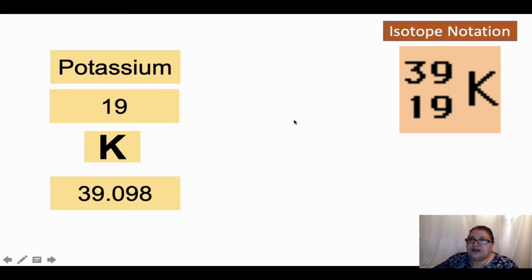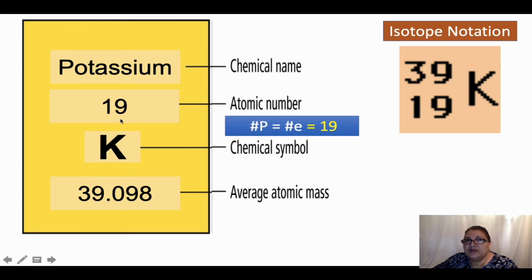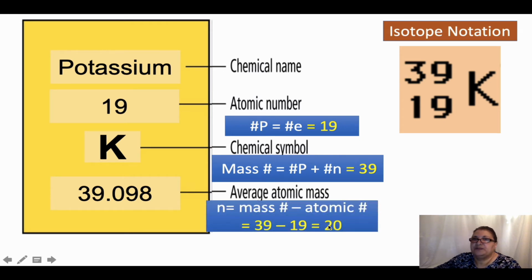Now, another way of representing this is called isotope notation. You have the symbol of the element with the mass number on top and atomic number on the bottom. Now, for potassium, the number of protons and electrons will equal 19. And the mass number, we round it up to 39. And to find neutrons, we just subtract 19 from 39, which is 20.